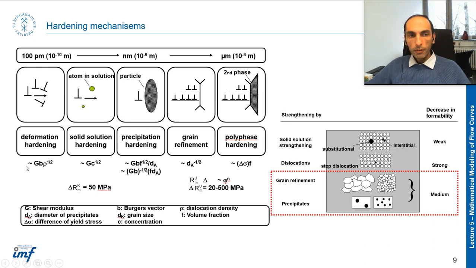And okay, if you want to formulate it in a mathematical way, then it's proportional to the square root of dislocation density here. It means that by increasing the dislocation density, this hardening effect will increase. And the other parameters like shear modulus and Burgers vector, these are material properties. From material to material, these constants change. But this is the dislocation density.